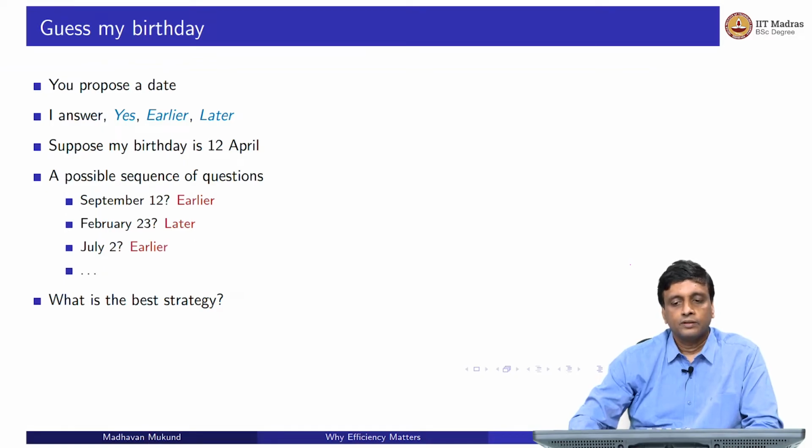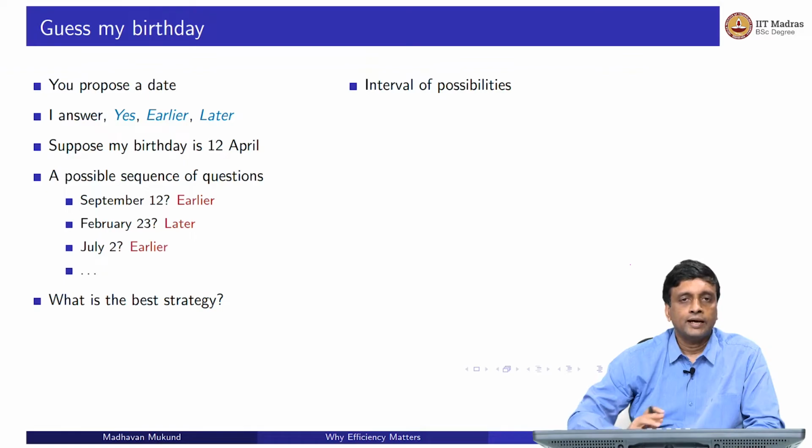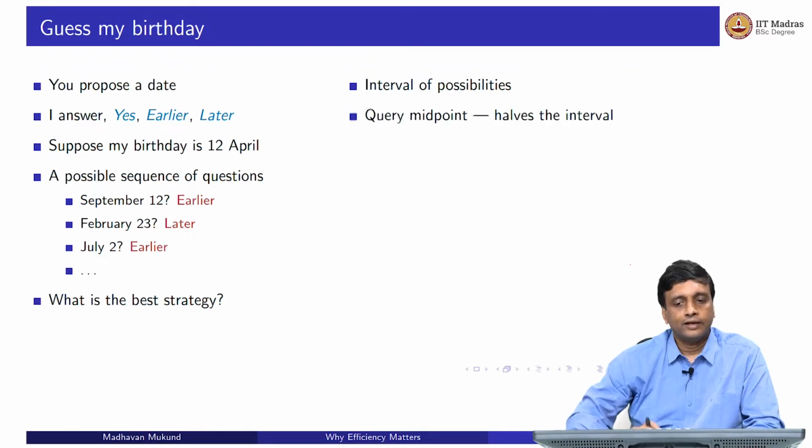Okay. So as we saw, what we are doing is we are actually taking an interval of possibilities and narrowing it down, right. So initially I have all 365 days. After I ask one question, the interval narrows. So the best way to narrow it is to take a question in the midpoint, right. So if I take the midpoint, then the next time I am going to look at half the interval.